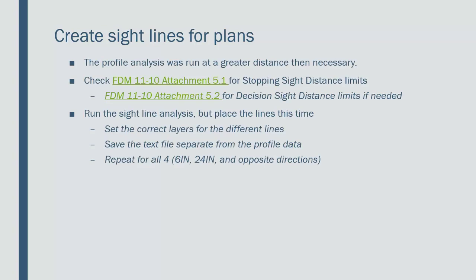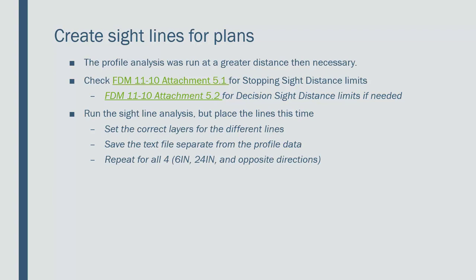Next, we're going to go in and create the sightlines for the plans. Now, what we've done up to this point is for the profiles, but now we're going to do it for the plans. And we are going to run the same sight distance analysis tools we ran earlier, but we ran it at a greater distance before. We ran it at 1,500 feet. Now we're going to run it for the necessary distance. This is that 425 in the case of our speed for this particular project.